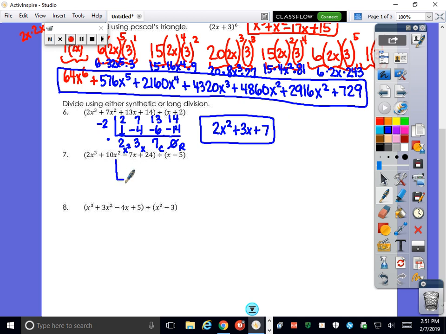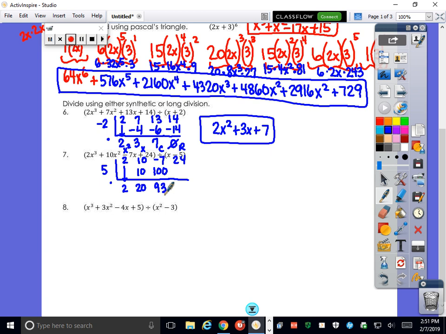For the next one, we're going to start with 5 on the outside. We have 2, 10, negative 7, and 24 up here. We're going to bring this 2 down, multiply, that'll give me 10. When I add, I get 20. When I multiply, I get 100. When I add, I get 93.